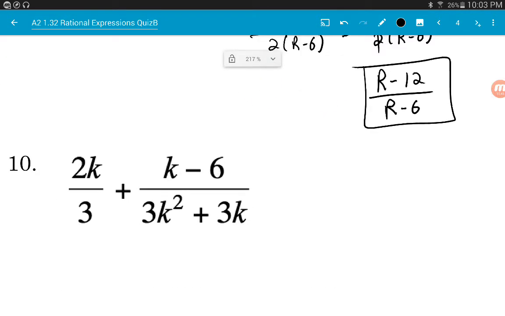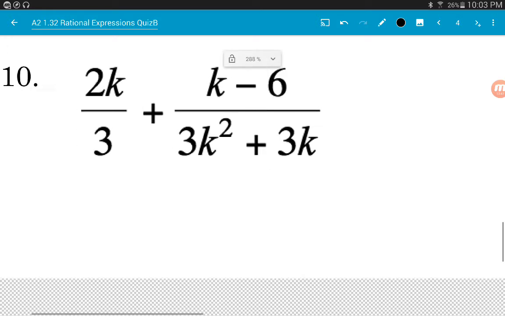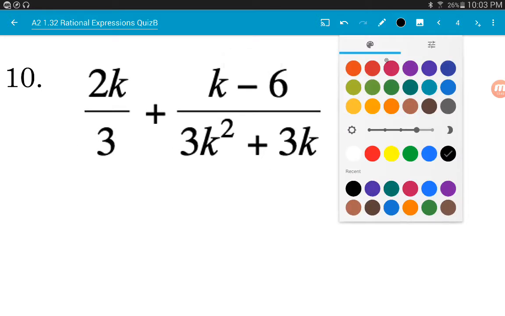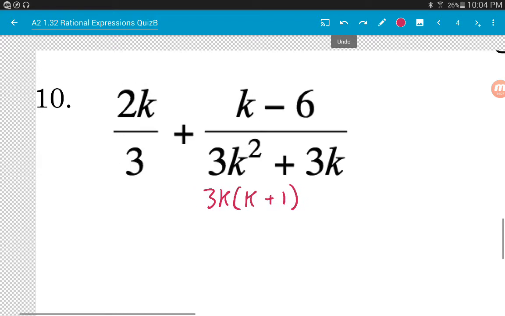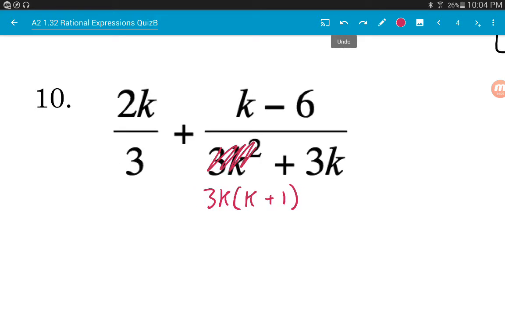I'm going to move on to question number 10. Same deal. I want common denominators, and I don't have them yet. So I'm going to factor out anything that I can. Let's say I'm going to factor out a 3k. That leaves me with k plus 1. You can mentally distribute back in to make sure that's right. And now this has been replaced.